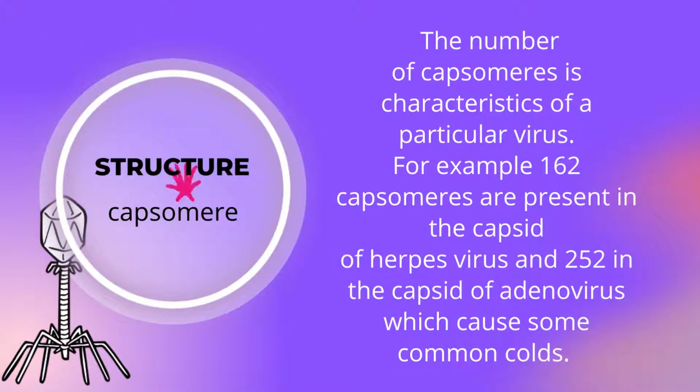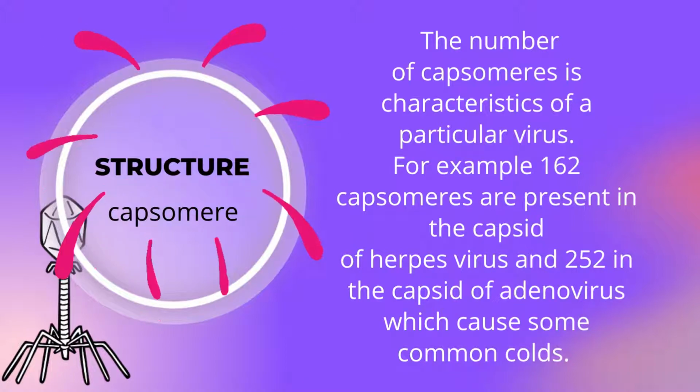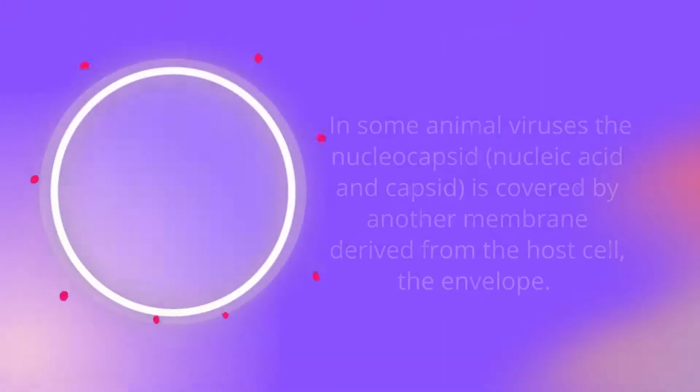For example, 162 capsomere are present in the capsid of herpes virus and 252 in the capsid of adenovirus, which cause some common cold. This is also a short question. Each and every heading is also a short question.